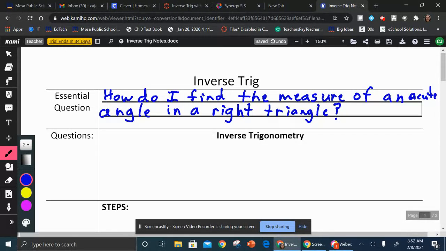Okay, so inverse trig. We use theta, everybody. Theta is equal to cosine to the -1. In the calculator, you do second and cosine. We're still using SOHCAHTOA, so it's going to be adjacent divided by the hypotenuse.